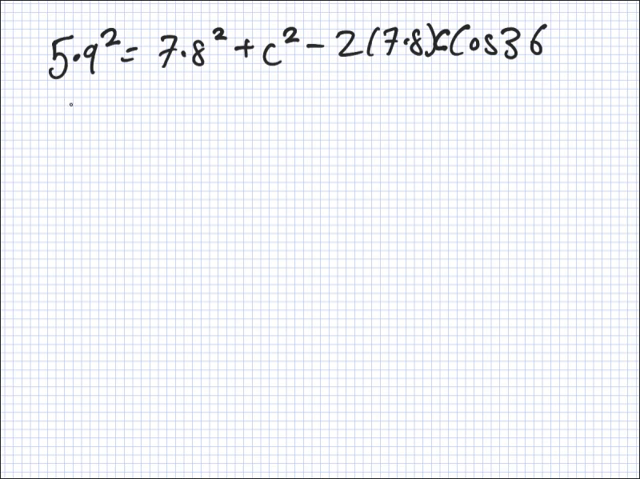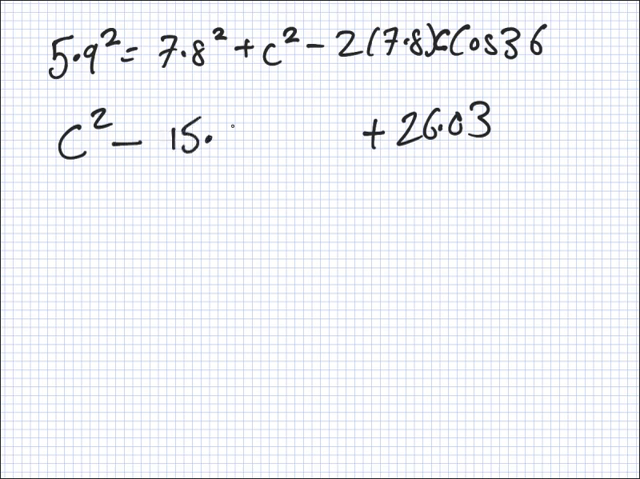Mo, could you kindly do 7.8 squared minus 5.9 squared? And could you type in the 2, the 7.8, and the cos 36, please? 26.03. Okay, what did you get? 26.03, positive. Okay.